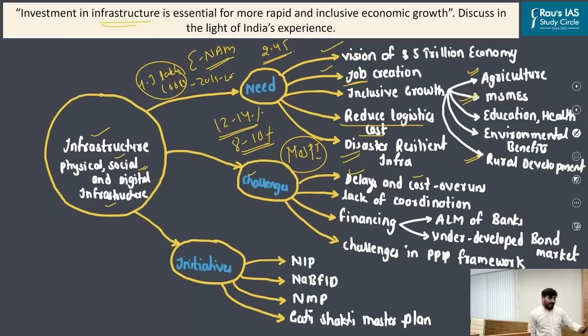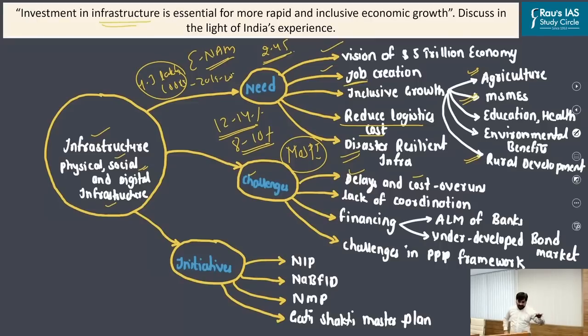That is why the government has launched a number of initiatives in order to leverage infrastructure as a tool to pursue high GDP growth rate and inclusive growth. For example, we have launched the National Infrastructure Pipeline, which seeks to spend 111 lakh crores over the next 5 years for the creation of world-class infrastructure. We have launched a development bank in the form of the National Bank for Financing Infrastructure Development. We have launched the National Monetisation Pipeline and the Gati Shakti Master Plan. So these are the initiatives, right? So this is the content for the answer.